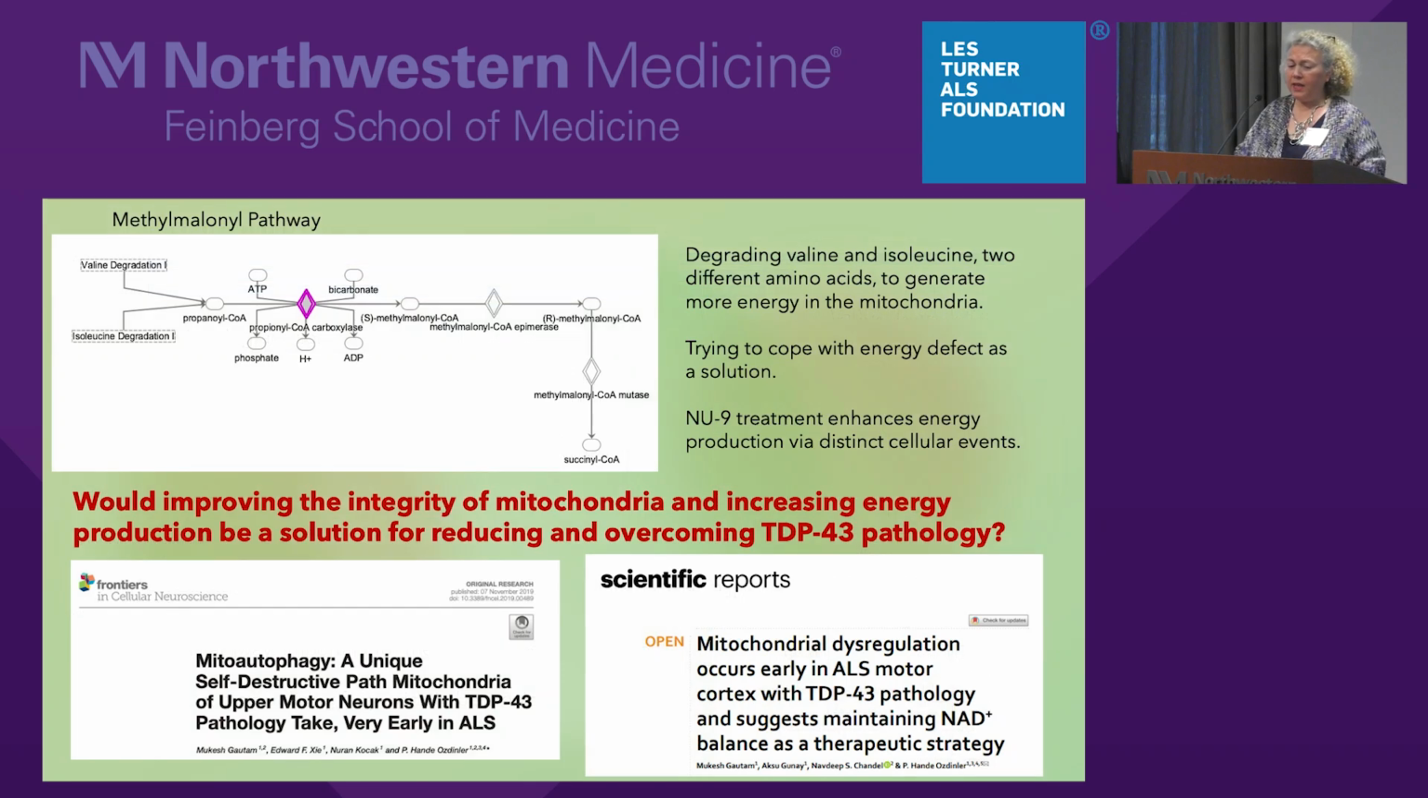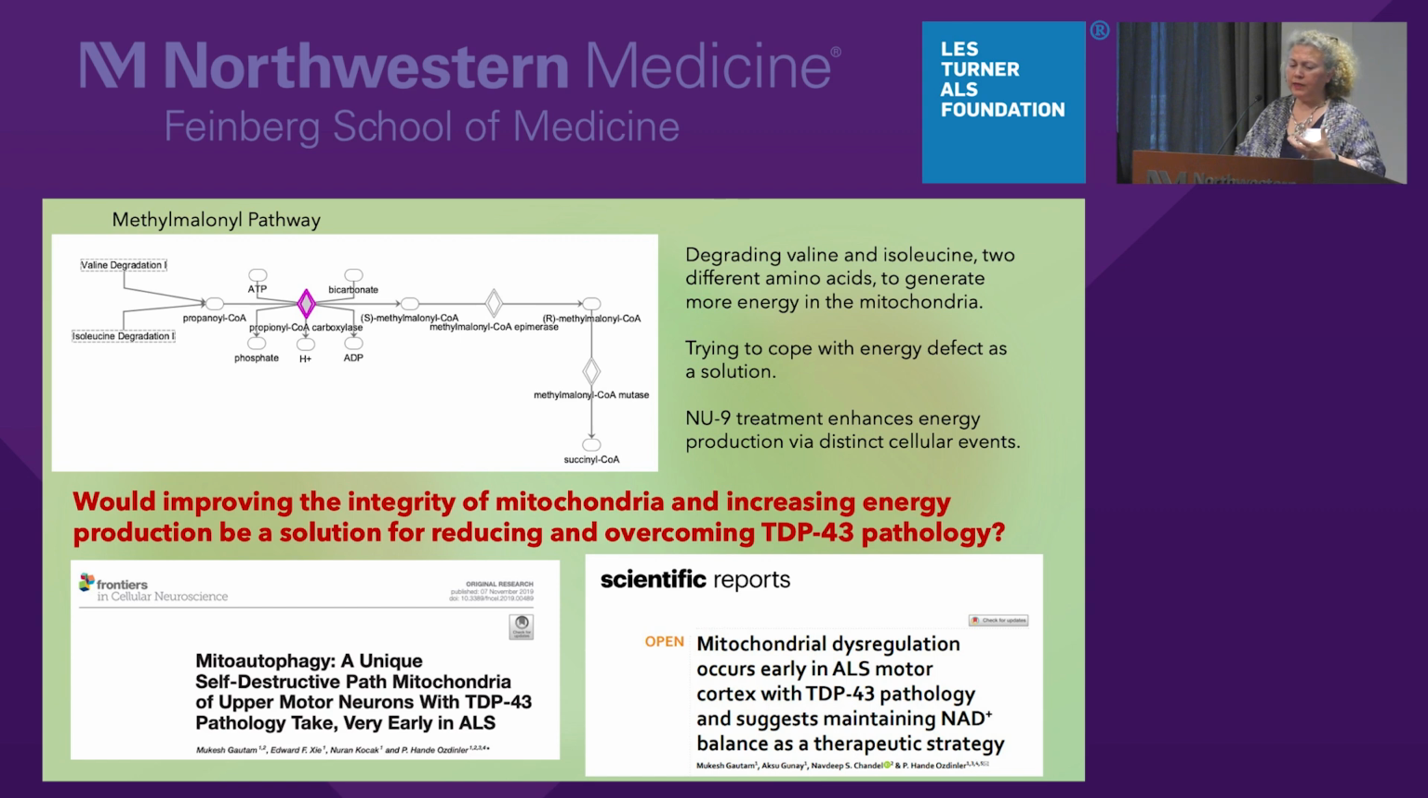So again, this methylmalonyl pathway, the end product is the succinyl-CoA, and you may know, if you study mitochondrial energy metabolism, that's one of the ingredients that you need for the Krebs cycle to generate ATP. So it seems with this proteomic study that NU9 treatment enhances energy production via distinct cellular events. And that may be one of the reasons why we see improvement in those neurons.